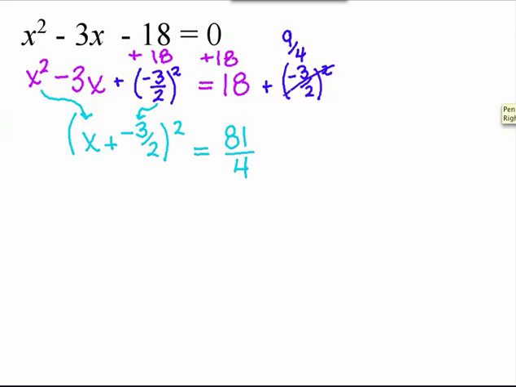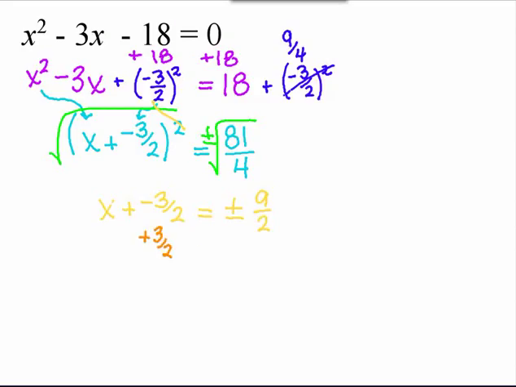So do you remember what our next step is? Square root. What's the important thing whenever I take the square root? Plus or minus. Very good. So on the left side, what ends up happening is those cancel, and it leaves me with x plus negative 3 halves. On the right side, I have plus or minus the square root of 81, which is 9, over the square root of 4, which is 2. What's my next step going to be? Add 3 halves. Whenever I do the addition of a number here, I always put that number in front of the plus or minus. So 3 halves plus or minus 9 halves.